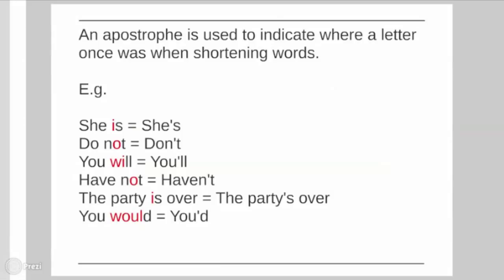So for example, these shortened words at the bottom show the apostrophes in and the original words before they were shortened. So we've got she is, and shortened that is she's. Now the I is missing out of that shortened word, and that's where the apostrophe goes. We've got do not shortened into don't. You will is you'll. Have not is haven't. Just say you want to say the party is over, you could say the party's over, or you would is you'd. Now in all of those cases we've got letters missing out of the original words, and that's where the apostrophe goes within our new shortened word.